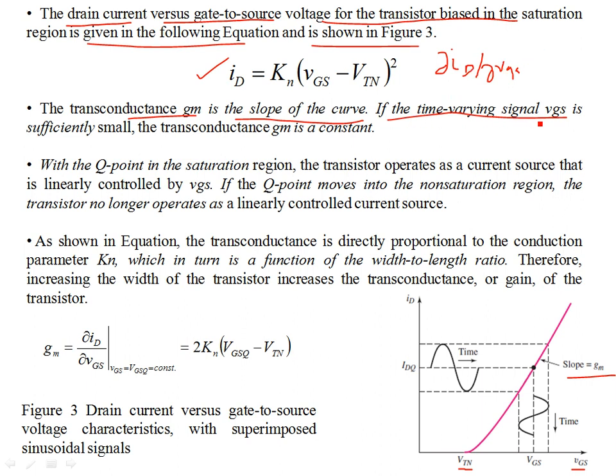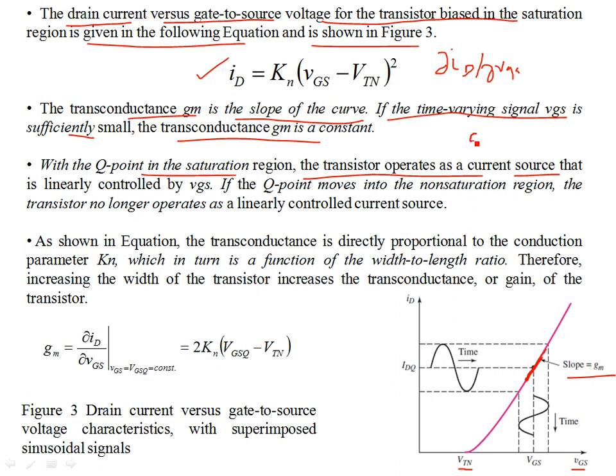So if the time varying VGS is sufficiently small, the transconductance gm is constant, which means if there is a small variation, you take a small part like this, then gm is constant because the slope is constant. It's a linear slope. So with the Q point in the saturation region, the transistor operates as a current source.